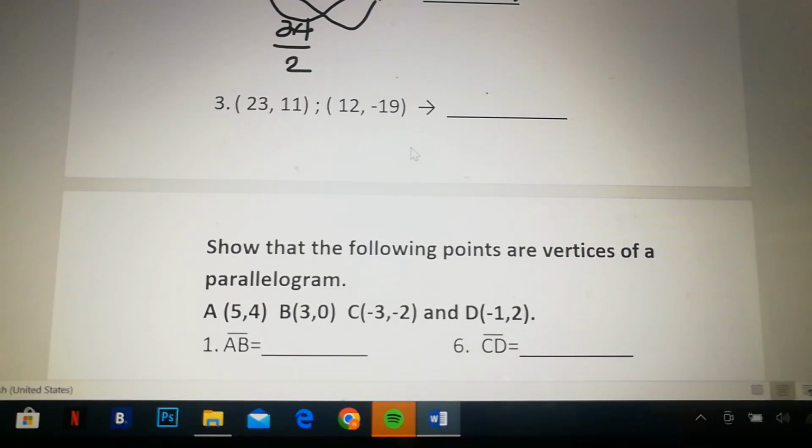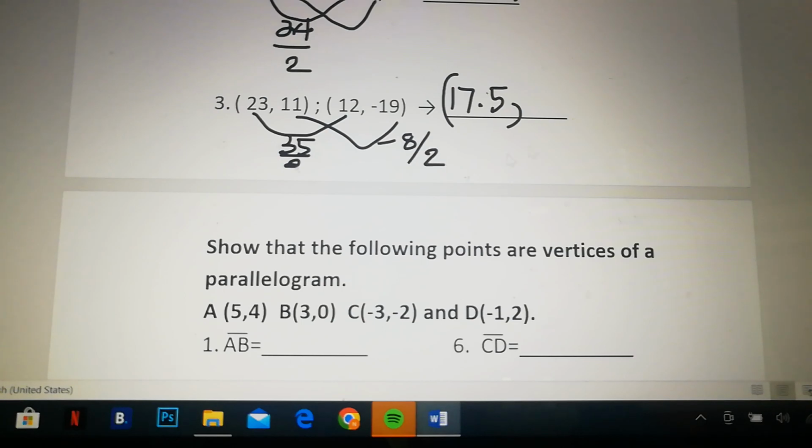Okay, so next is number 3. 23 plus 12 is equal to 35. Divided by 2, so that is 17.5. Comma. The y coordinate is 11 plus negative 19, equal to negative 8, divided by 2 equal to negative 4. So the coordinate of the midpoint is 17.5 and negative 4.